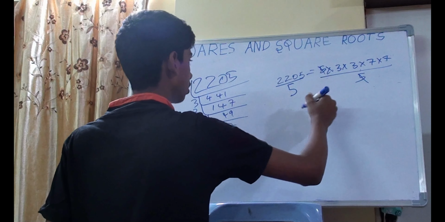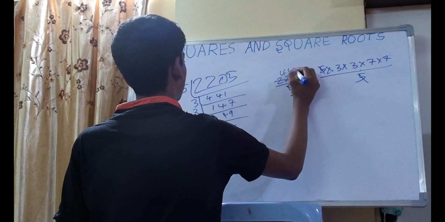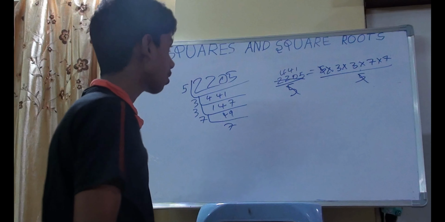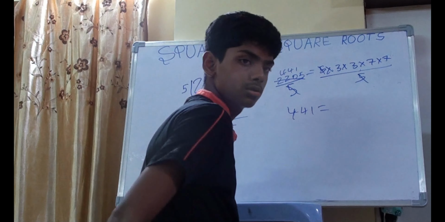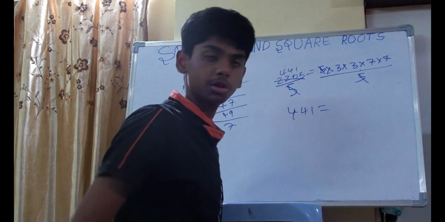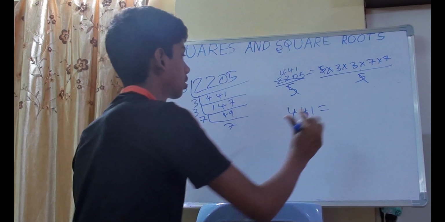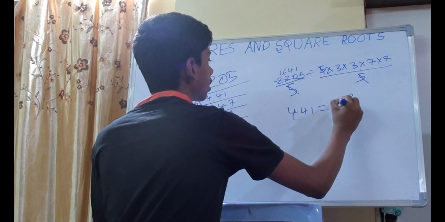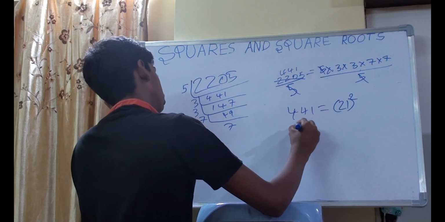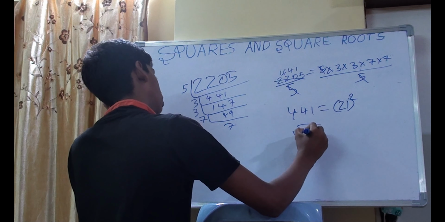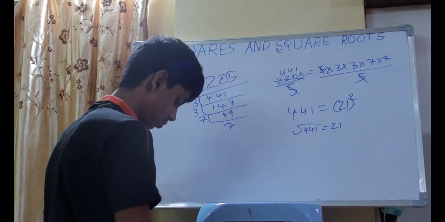5 cancels. This becomes 441. So 441 equals 3 square into 7 square. So 3 times 7 equals 21 whole square. 21 whole square equals 441. So the square root of 441 equals 21. So this is another method.